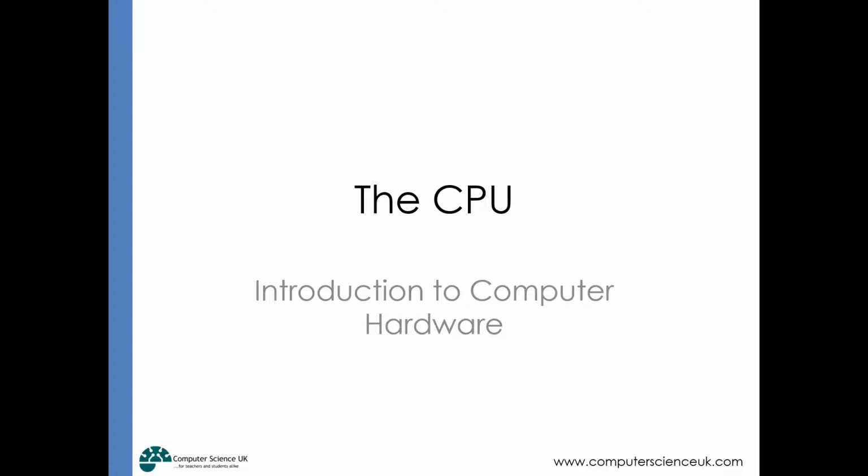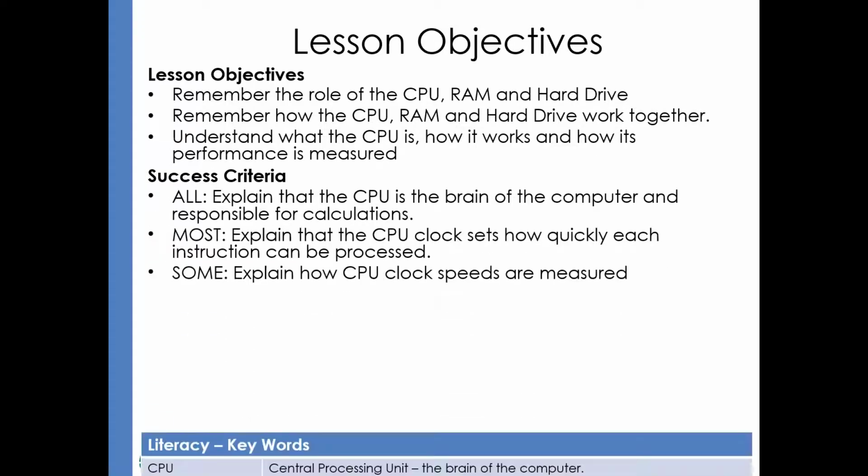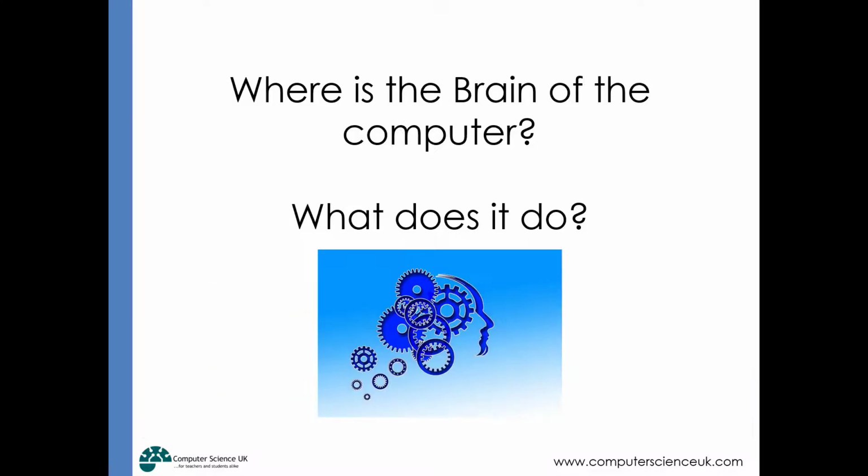This is the fourth lesson from the computer hardware unit, and we'll have a look at the CPU in a bit more detail. We'll understand how it works and how we can measure performance of the CPU. Okay, so where is the brain of the computer and what does it do? Well, let's have a look.